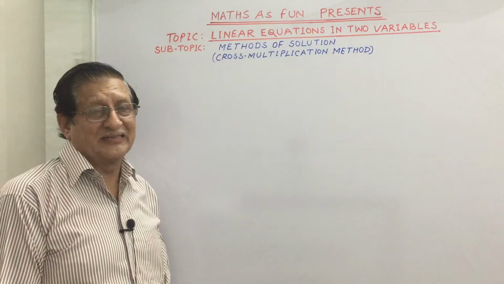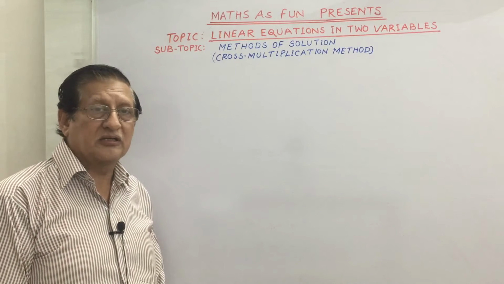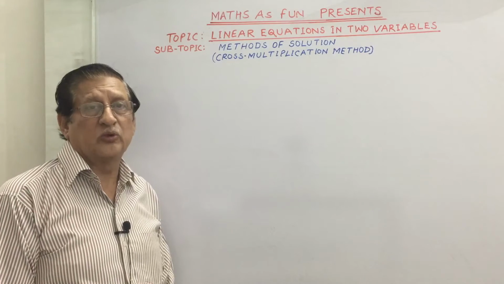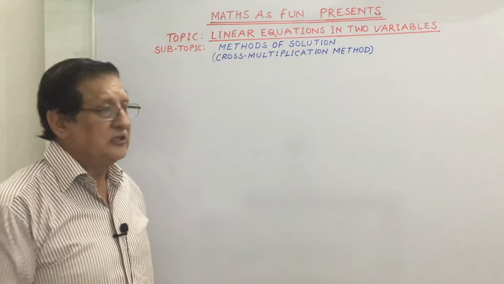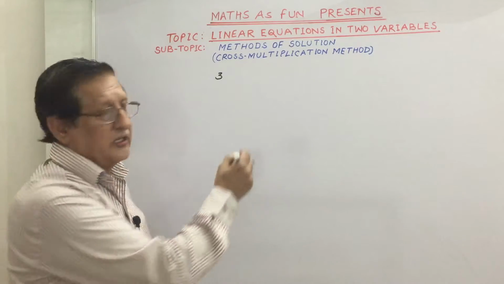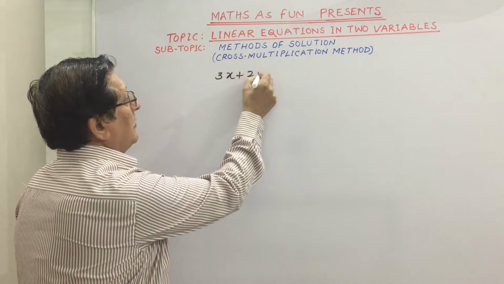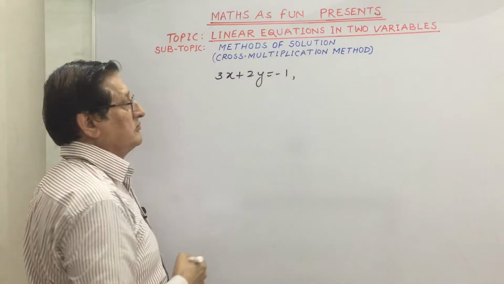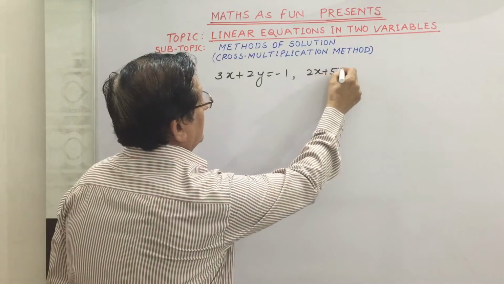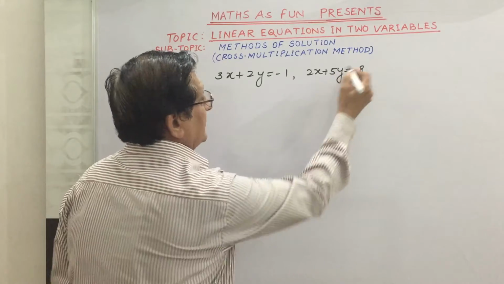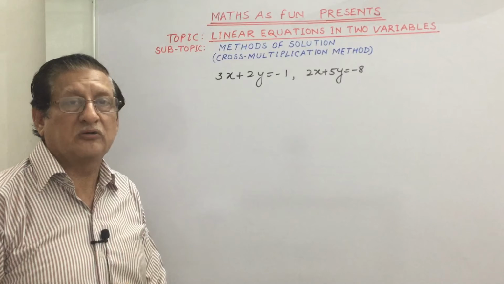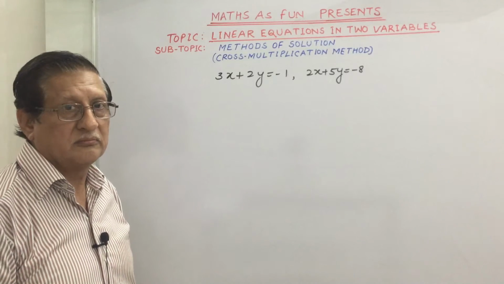Let's learn both the methods by taking one example, and I take the same example to see whether the answer is coming the same or not by both the methods. Let's take the question. Suppose you have been given the equations 3x plus 2y equal to minus 1, and another is 2x plus 5y equal to minus 8. These are the two equations. We have to find the solution by the cross multiplication method.